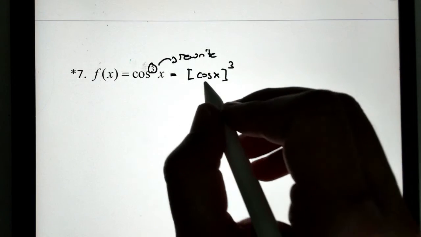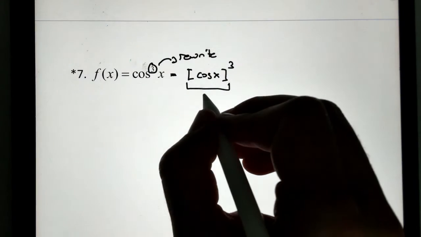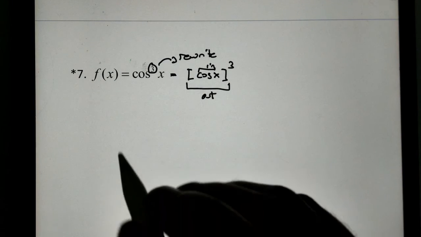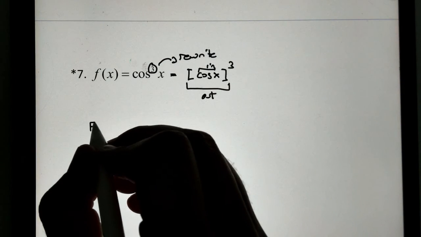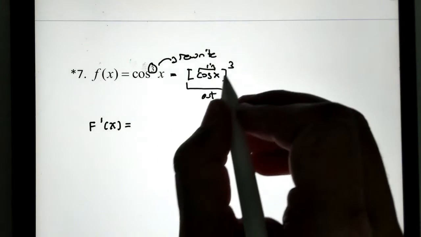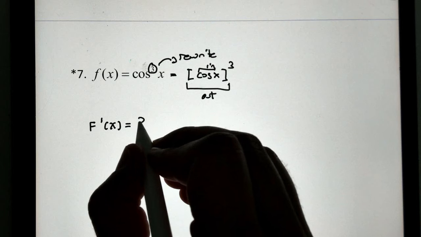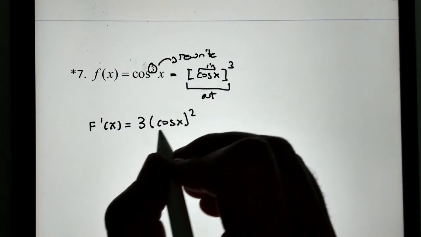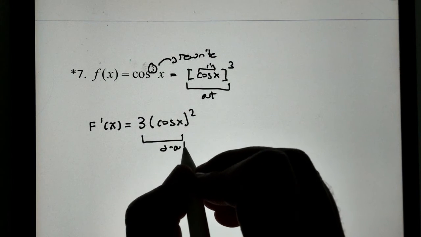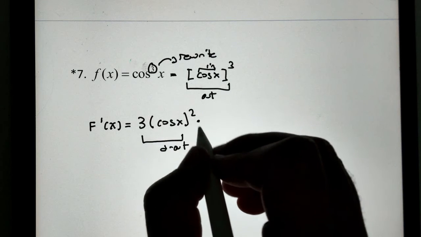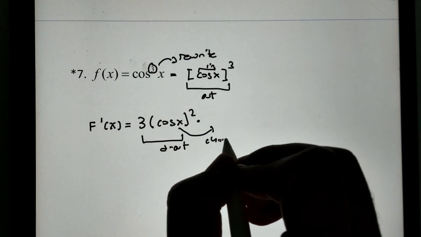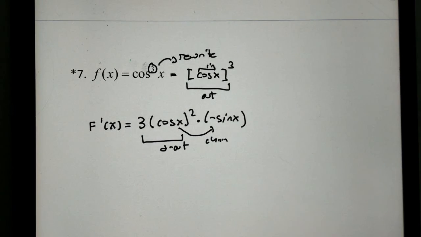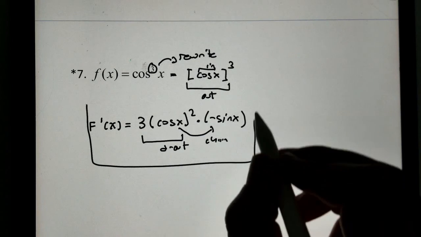And now, if you notice, what is my outside function? It's going to be the cubic. My inside function, that's just cosine. So when I take the derivative, f prime of x, my outside derivative, we're going to get 3 cosine of x squared. Remember, we left the inside alone, right? That's just the derivative of the outside. And now I'm going to multiply that by the derivative of the inside. Use my chain rule. What's the derivative of cosine? Just negative sine of x. And there's your derivative. There we go.